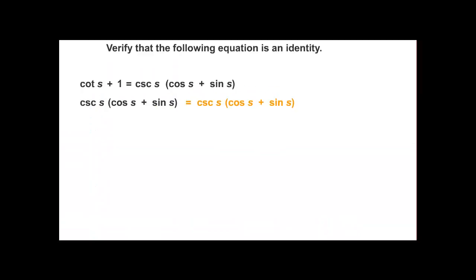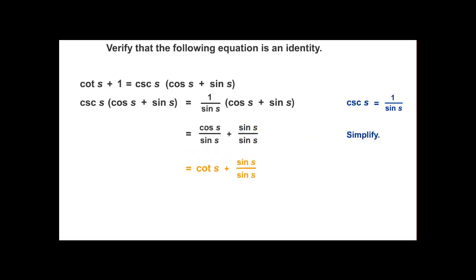Beginning with the more complicated side, let's substitute the reciprocal of sine s for cosecant s. Distributing and simplifying, the new expression becomes the sum of the quotient of cosine s and sine s and the quotient of sine s and sine s.